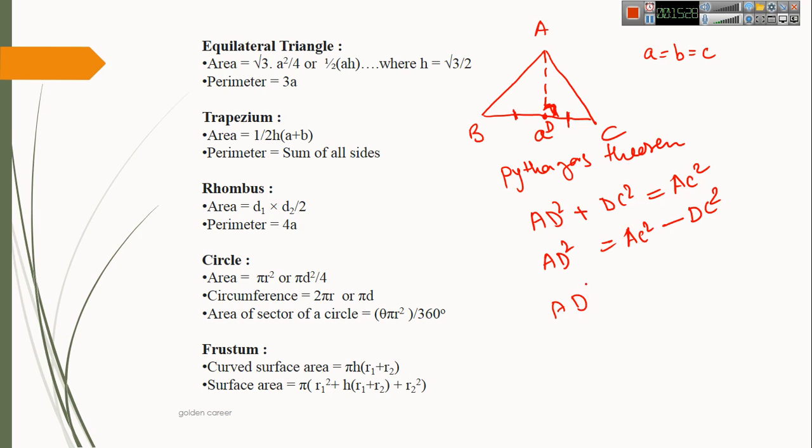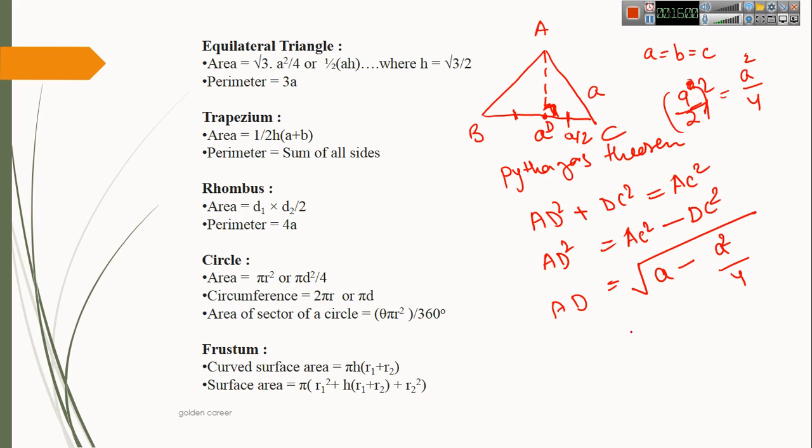So AD will be root over AC square. AC is equal to a, minus, then what will be DC? DC will be a by 2, since the perpendicular divides BC into two equal parts. When we do a by 2 square, it is equal to a square by 4. So here we have root 3 by 2 a. This is equal to the height.